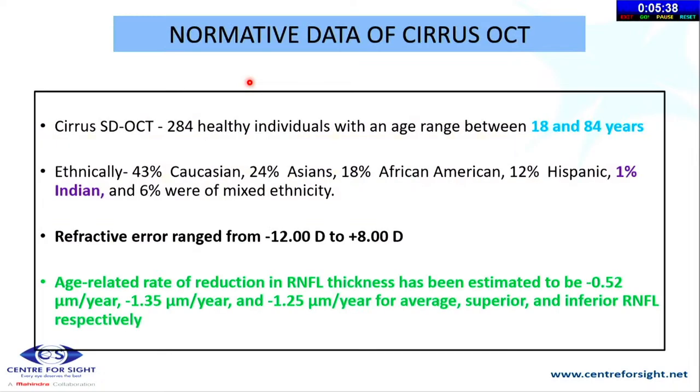Very, very important is the normative data which is present. When you're buying an instrument, don't forget you have to look at the normative data. In the Cirrus OCT, they have 284 healthy individuals. The age range is between 18 and 84 years.